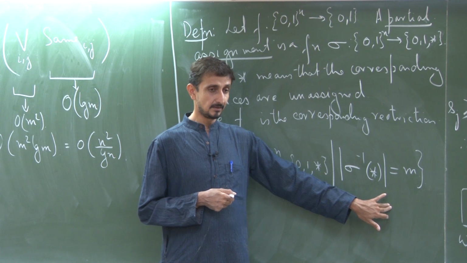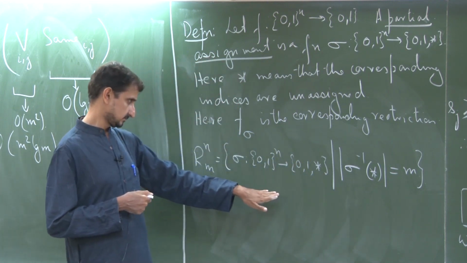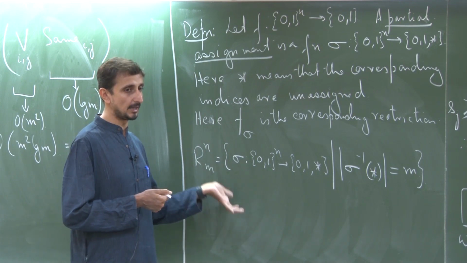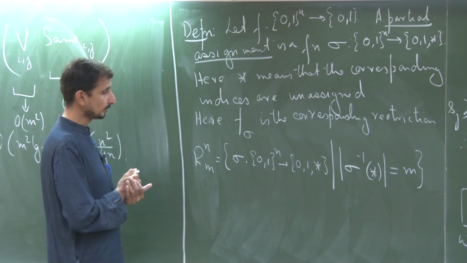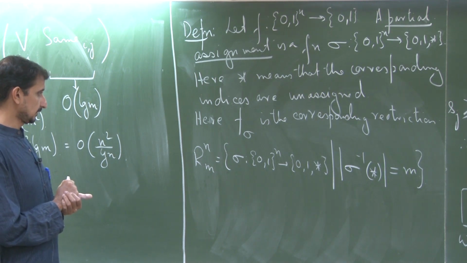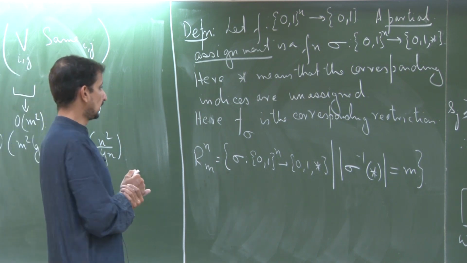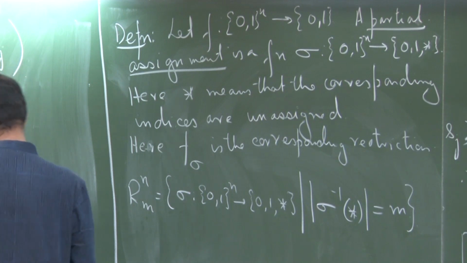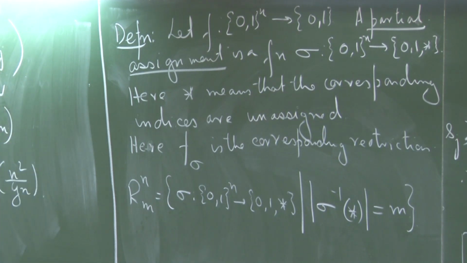Take all those rows. If the number of those rows is equal to m, then m can be 2 to the power n, because there are 2 to the power n such assignments.